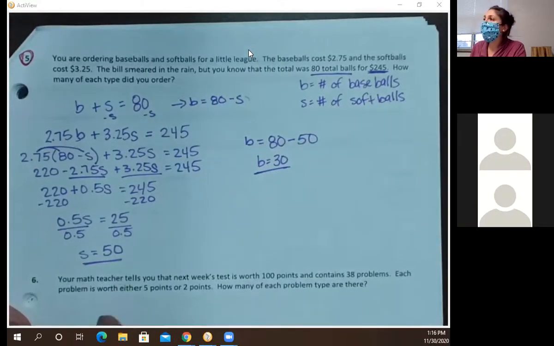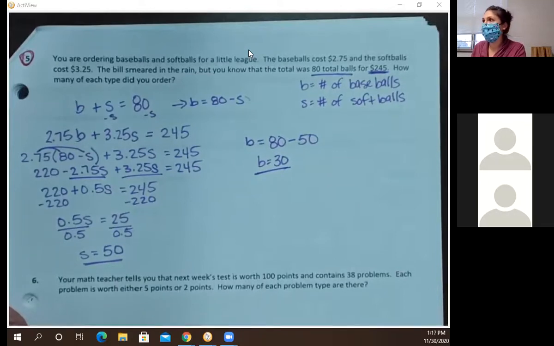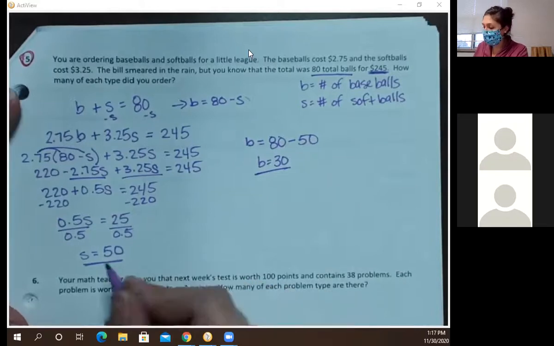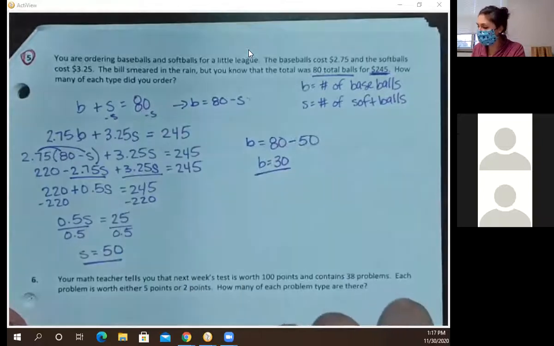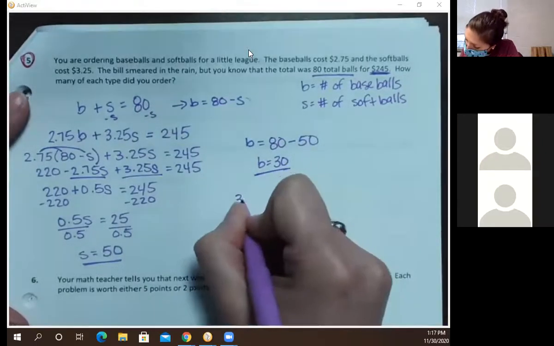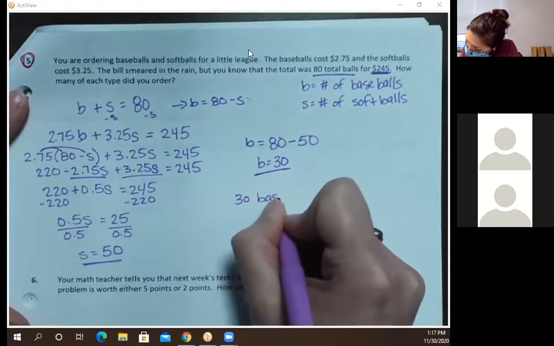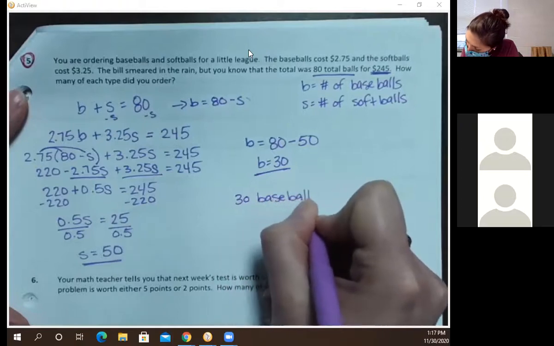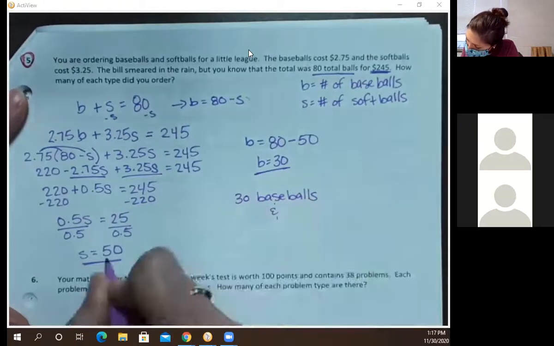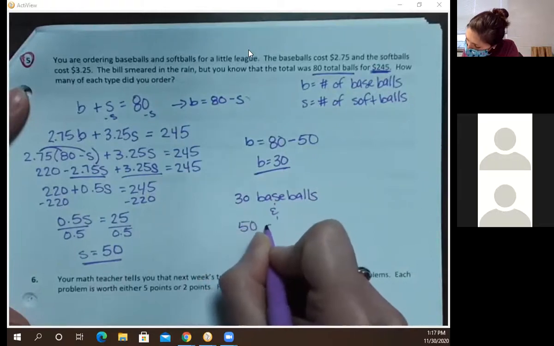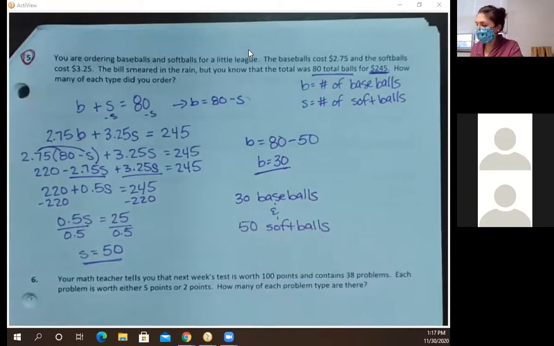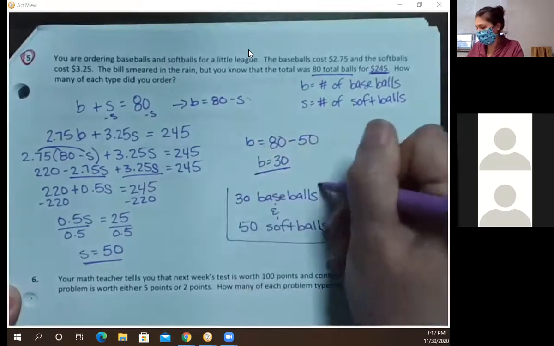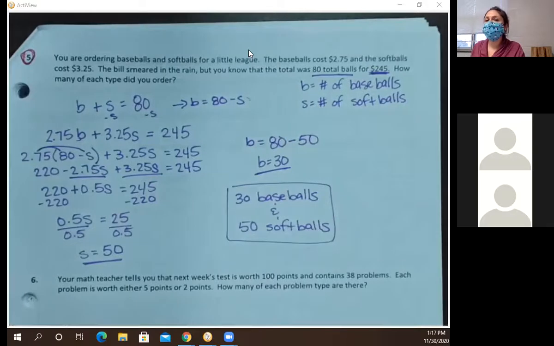Now for this problem, since we have a context, I'm not going to give my answer as an ordered pair. Okay. Instead, I'm going to state what I know, right? The question was, how many of each type of ball did you order? I ordered 30 baseballs and 50 softballs. That's my solution to that system.